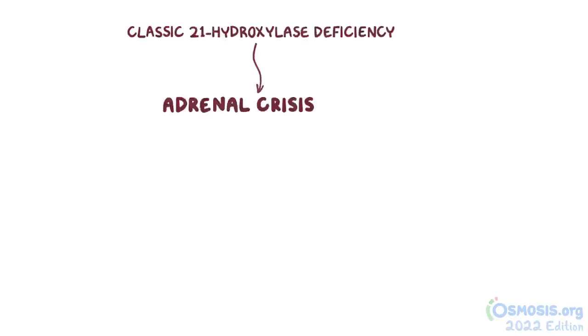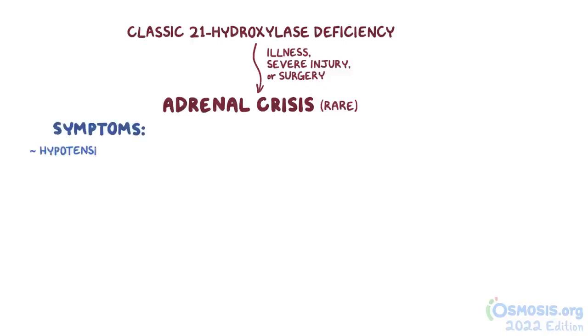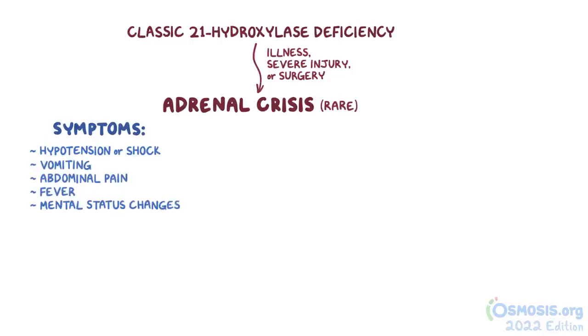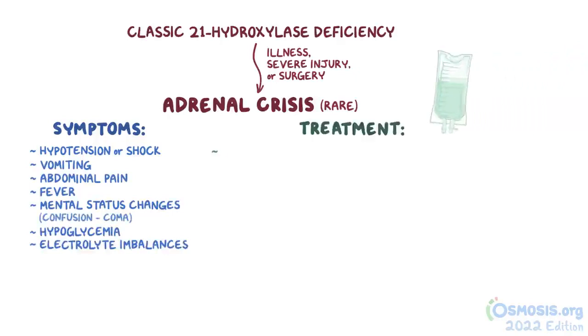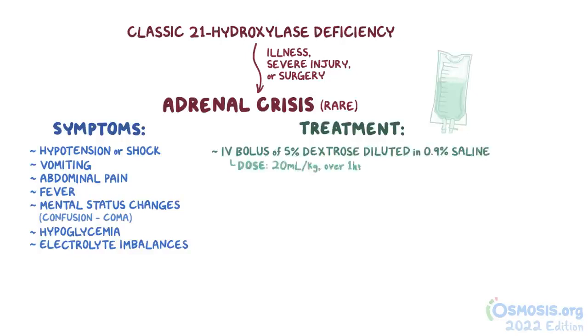Now, on occasion, individuals with classic 21-hydroxylase deficiency can have an adrenal crisis due to physical stress, like illness, severe injury, or surgery, although this is typically rare after the introduction of neonatal screening. With an adrenal crisis, symptoms include hypotension or shock, vomiting, abdominal pain, fever, and mental status changes ranging from confusion to coma. There can be hypoglycemia and electrolyte imbalances as well. The first step in treatment is an IV bolus of 5% dextrose diluted in 0.9% saline at a dose of 20 milliliters per kilogram over 1 hour.